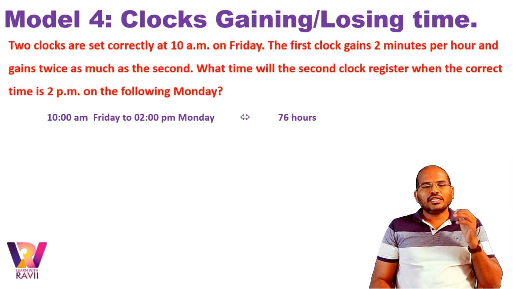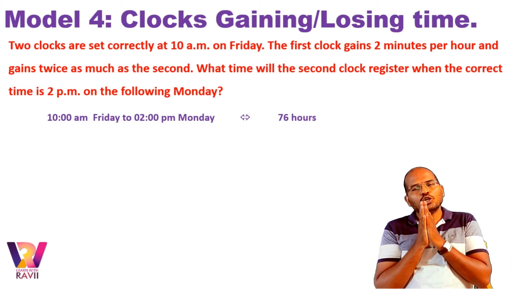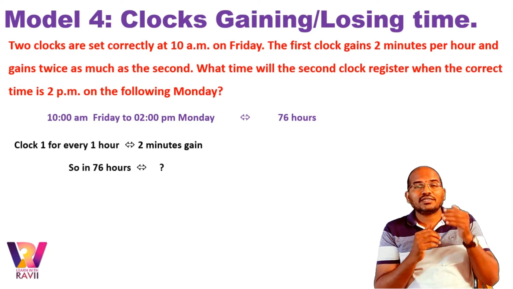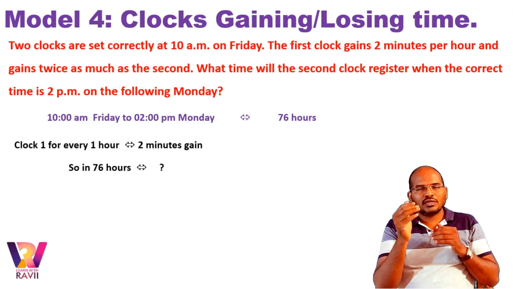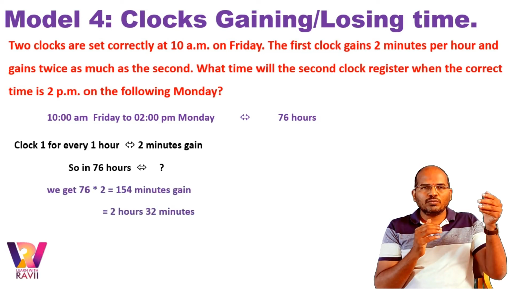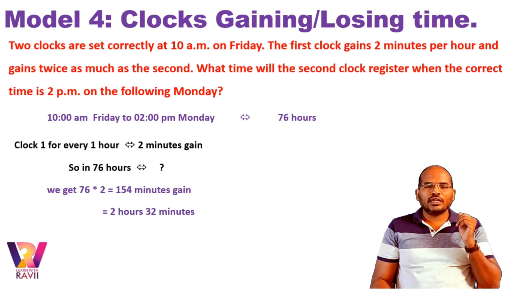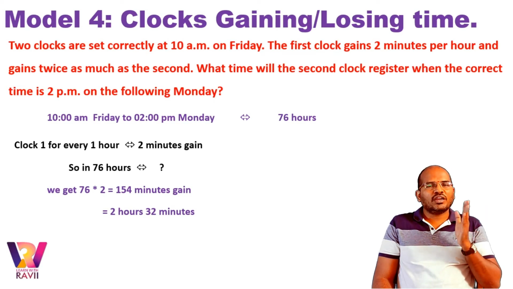Simple. Now it is given that, see the line 2 carefully. The first clock gains 2 minutes per hour, and that gain is twice as much as the second. If the second gains x minutes, the first should gain 2x minutes. And he gave us that the first gains 2 minutes. So common sense says the second gains only 1 minute. Okay. Now for every hour it gains 2 minutes. In 76 hours, what is the total gain? It gains 152 minutes, which is 2 hours 32 minutes.